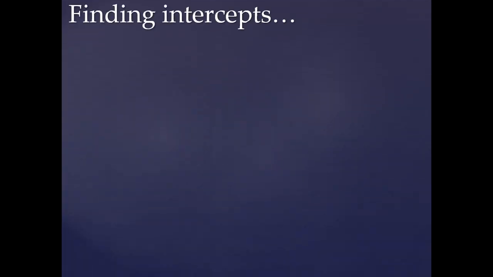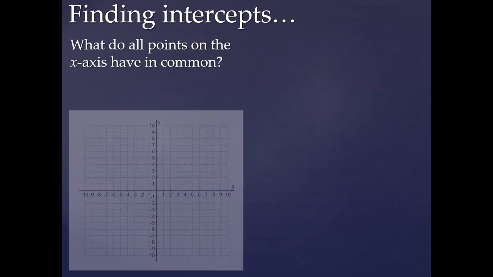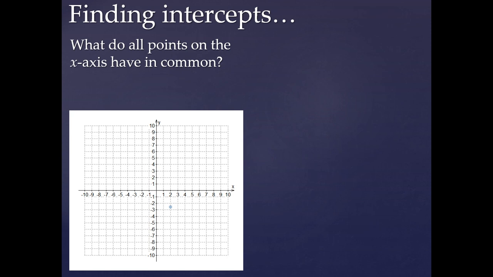Now, finding intercepts. What do all of the points on the x-axis have in common? Let's have a look. Let's grab some random points: 2, 0; 5, 0; 8, 0. Do you see a pattern here? Let's check over here: negative 3, 0, and negative 7, 0. If you take a moment to think about it, you might notice that every one of these coordinates on the x-axis has a y value of 0. And that's true for every single coordinate on the x-axis.